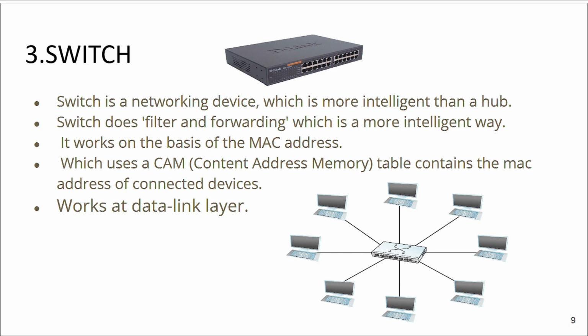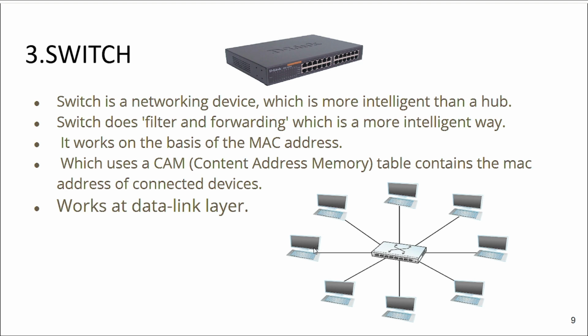And the next device is switch. Switch is a networking device. It is more intelligent than hub. Why is it intelligent? Because it is connected in a centralized location, but it works on the principle of MAC address. That means it uses a CAM table, that is content addressable memory table. In this table, the switch saves the MAC address and port numbers of every device connected to it.